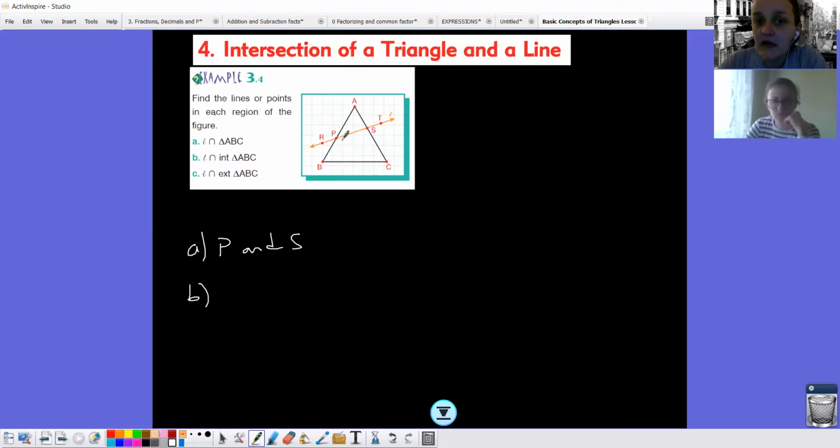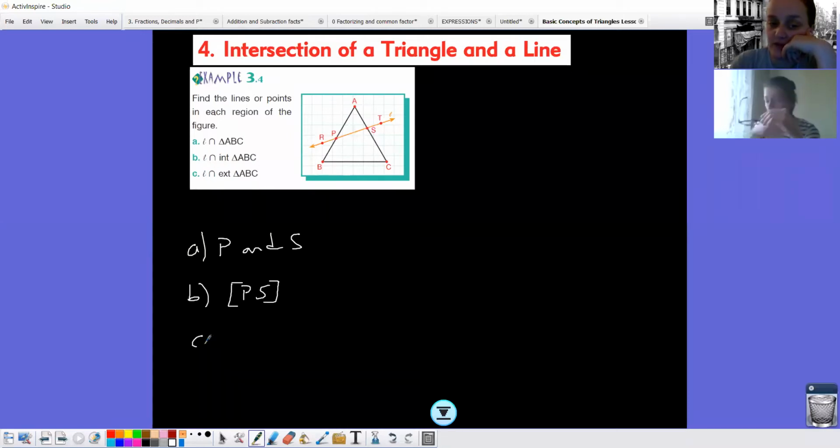P and S. PS, but the line segment PS, yes? This line, PS. The points are on the triangle, okay? You have a triangle, this one, and the points are on it, on the sides. But the line is in the interior region, yes? Did you understand the logic of it? So here you have the line segment PS in B.